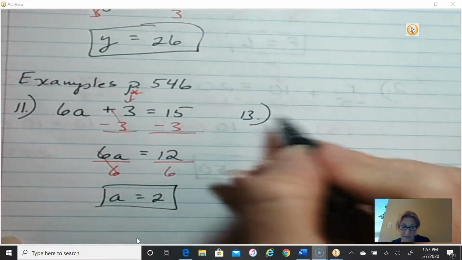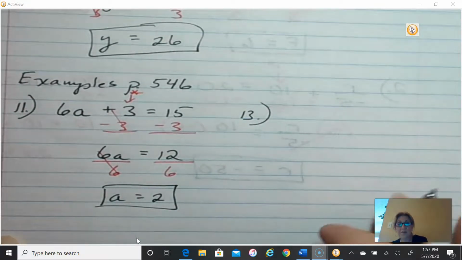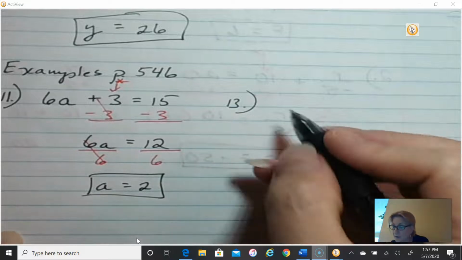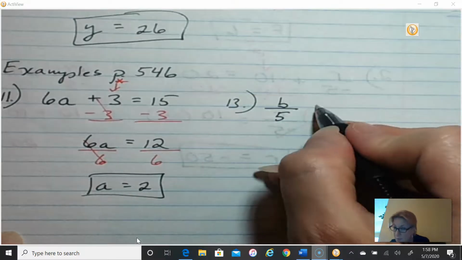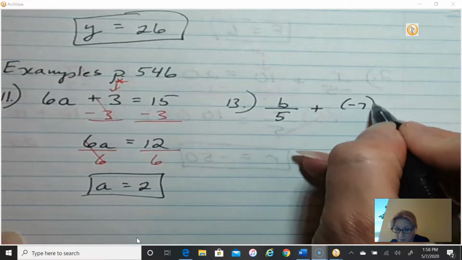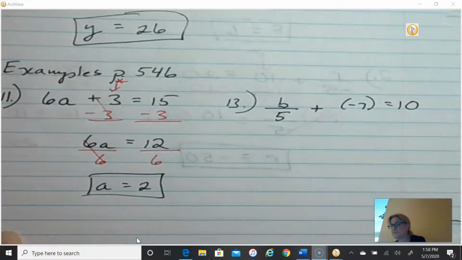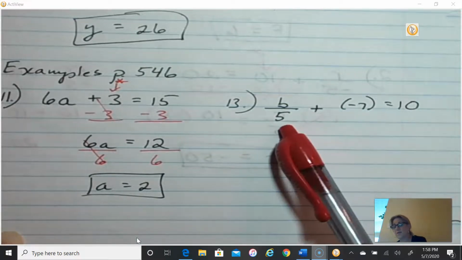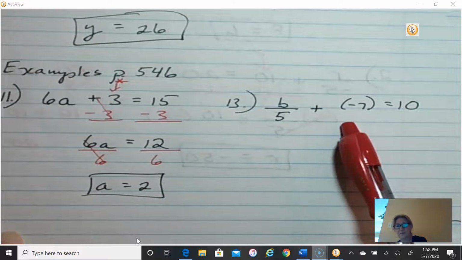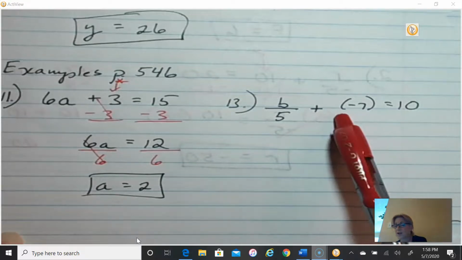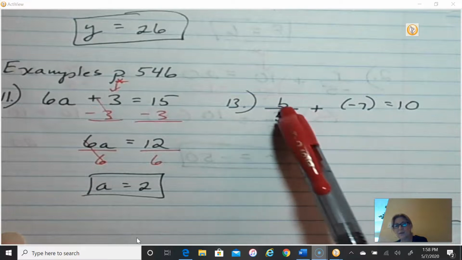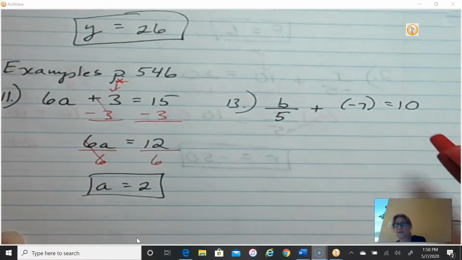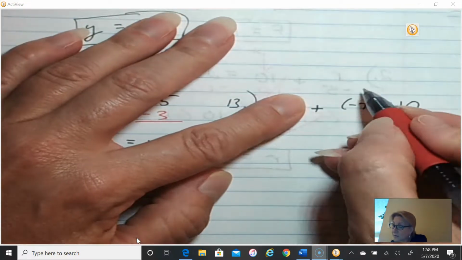All right, 13. I'm going to write this problem down. You're going to pause the video, and then you get started. I have b over 5 plus -7 equals 10. All right, guys, do I do the 5 first or the -7? You're going to do the -7 because it is not fighting with the letter. It's not associated with the letter, so you're going to do it first.